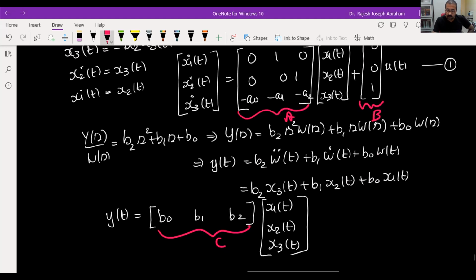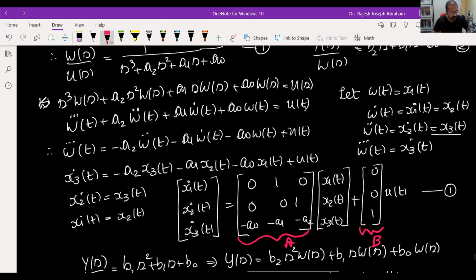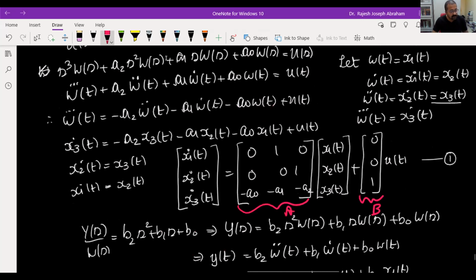So the A matrix will be of this kind. Its last row will be the negative of the coefficients of the denominator polynomial. All the above rows will be either zeros or 1. It will be something like this: 0, 1, 0, 0, 0, 1, and so on. Similarly, in the B vector, the last row will be 1, and all other elements of the above rows will be 0. And the C matrix is given by the coefficients of the numerator polynomial. I hope this is clear to you.